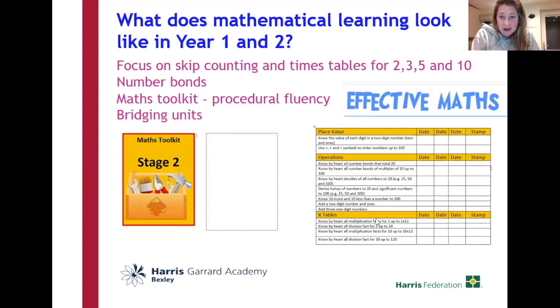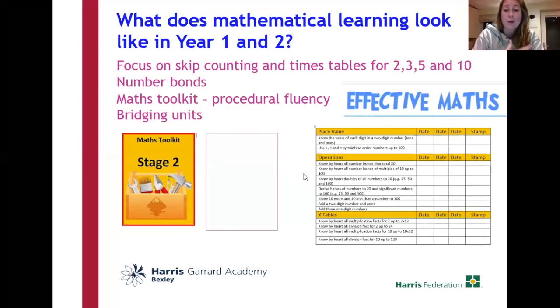Times tables a little bit further down at the bottom, knowing times tables for 2s, knowing division facts for 2s and 10s as well. I think this might be Year 1 actually rather than Year 2 by the looks of it. Bridging units are something that Effective Maths have brought in to make sure that children are able to catch up the work they missed in lockdown. So that's really, really key.